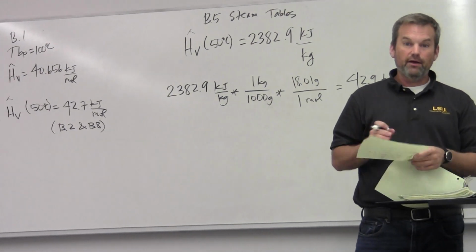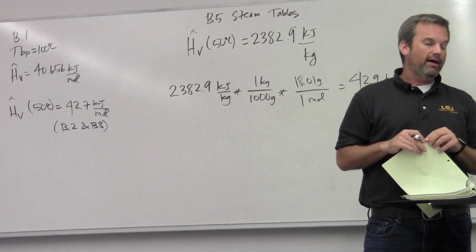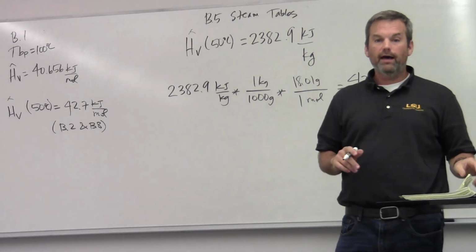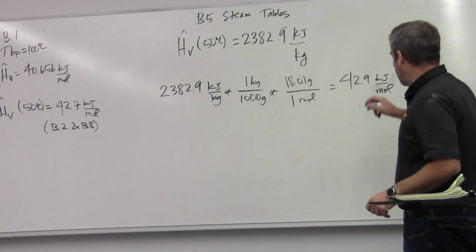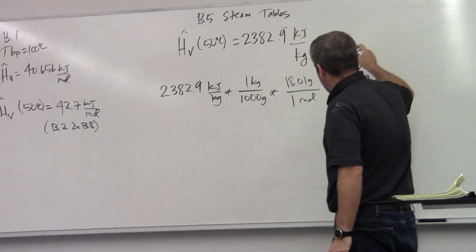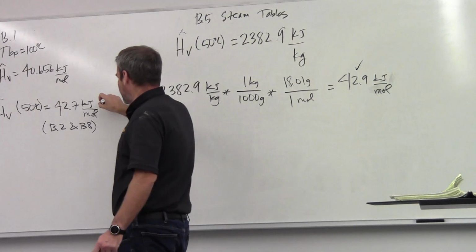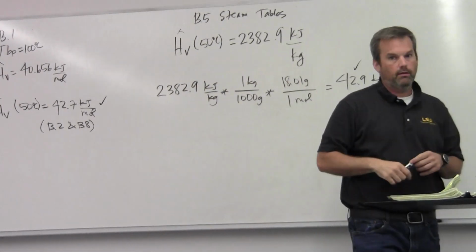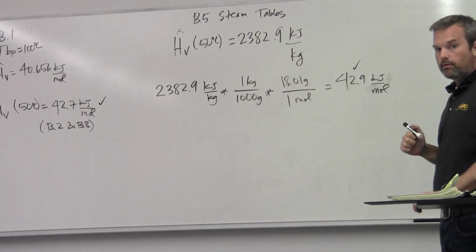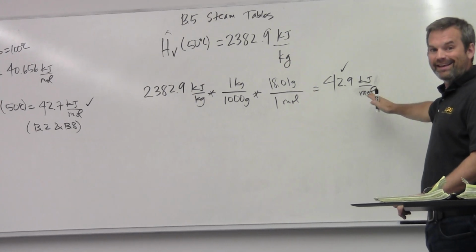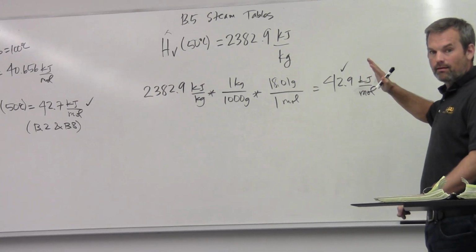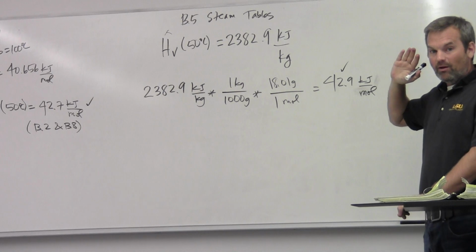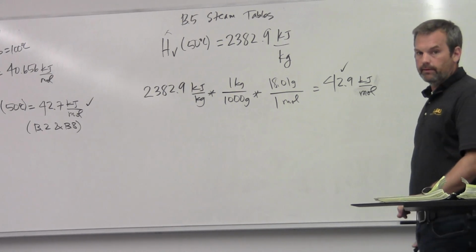Why are those values different? Or let me ask it a different way. Which one of those values would I trust more? Do I think 42.9 is more correct? Or 42.7 is more correct? What do you think? Sounds like you're all saying 42.9. Why are they different?